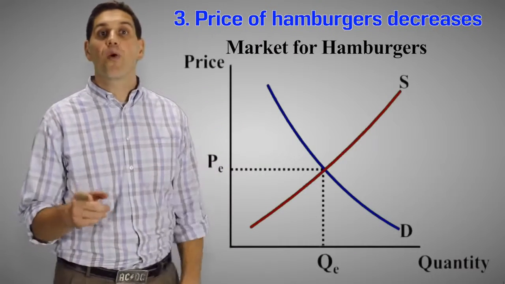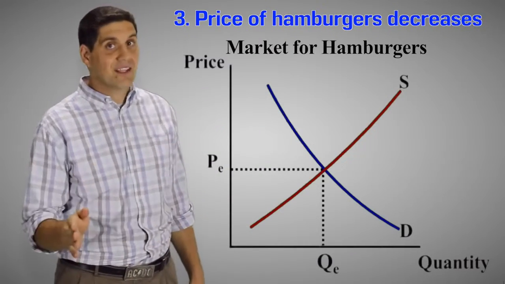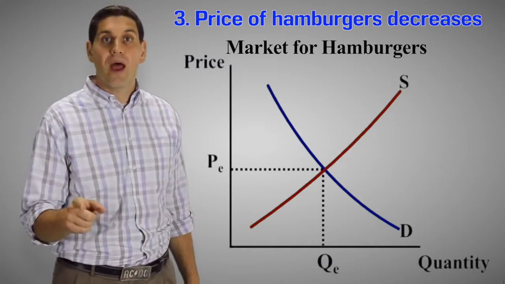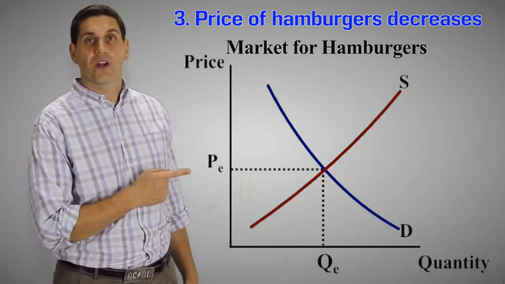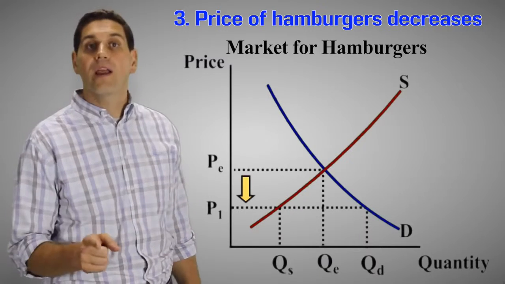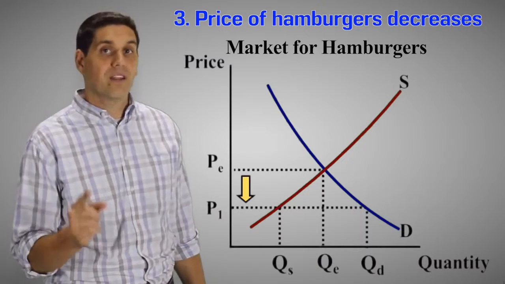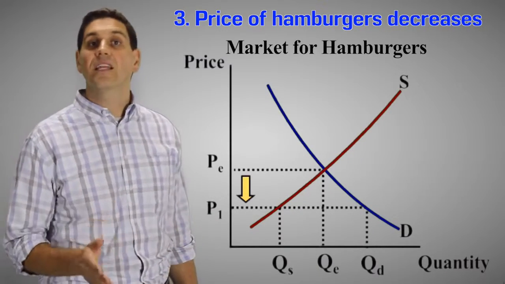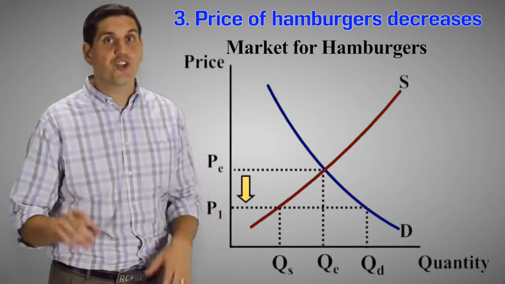For number 3, if the price of hamburgers decreases, that's not going to shift the curve. Remember, a change in price does not shift the curve, it moves along the curve. So if the price goes down, the quantity demanded is going to increase. The quantity supplied is going to decrease, and that's going to lead to a shortage. Don't forget, price never shifts the curve.